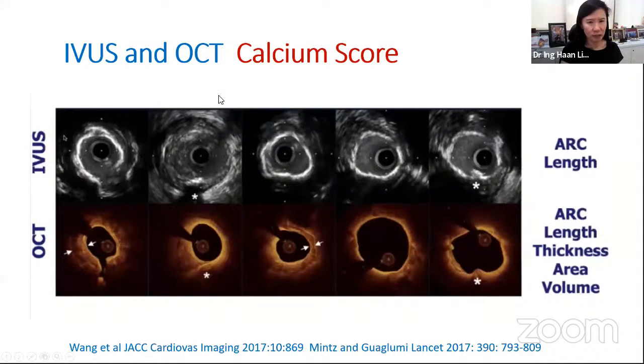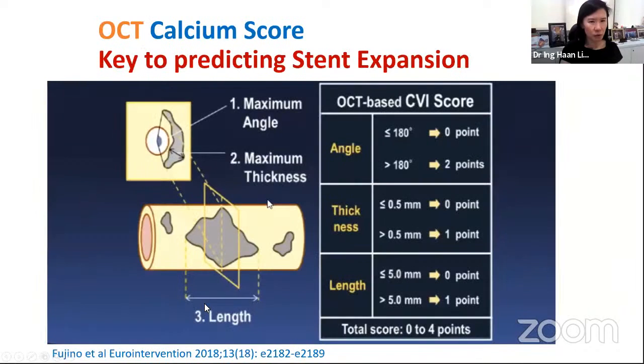Both IVUS and OCT provide us with a calcium scoring system to help us guide vessel intervention. The difference between IVUS and OCT is that both of them are able to demonstrate calcium arc, but only OCT is able to show us deeper penetration into the lesion to allow us to measure thickness of calcium and therefore area and volume of the amount of calcium surrounding a vessel wall.